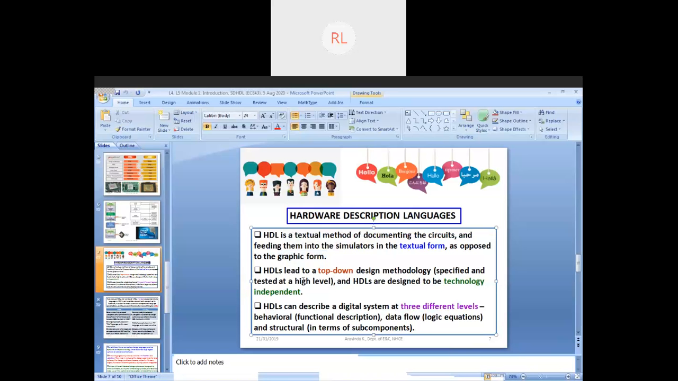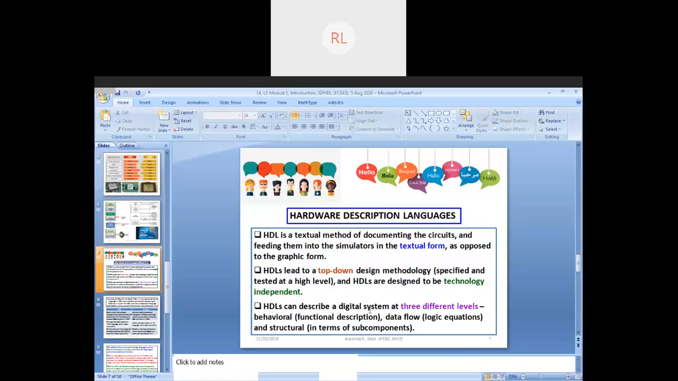HDLs lead to a top-down design methodology, okay, specified and tested at high level. And HDLs are designed to be technology independent. So what do you understand by technology independent? Remember we discussed about the channel lengths, right? So it is not dependent on any kind of technology. So whatever program I write, I can use it for any technology, probably for 45 nanometer, or 90 nanometer or 180 nanometer. So it is technology independent.